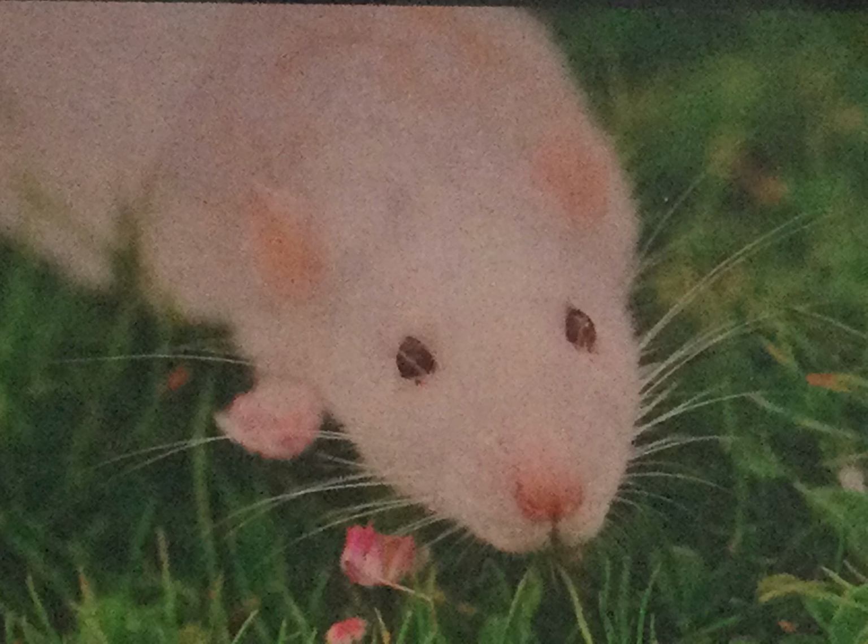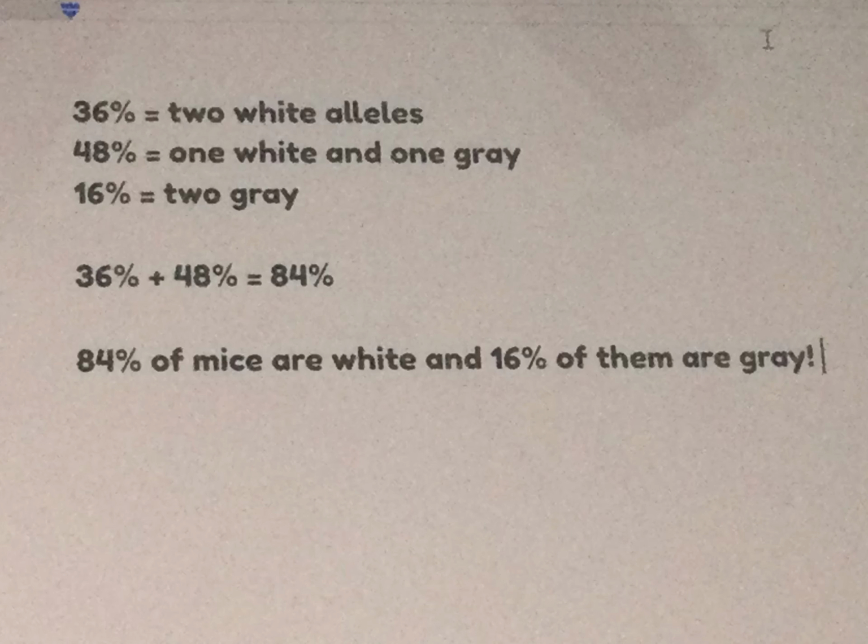So mice with a white allele and a gray allele would be white, because the white allele expresses itself while the gray one doesn't. Mice with two white alleles or two gray alleles, of course, would be white or gray respectively. So if we add up the percentage of mice with two white alleles and the percentage with one white and one gray allele, we get 84%. So 84% of mice are white and 16% of them are gray.